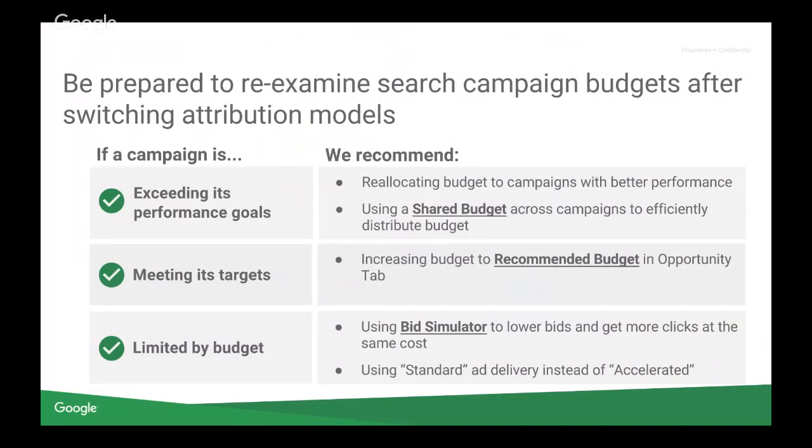Depending on the performance goal you have kept in mind, you can reallocate some of the budget of this campaign to others so that you can have better performing campaigns. The other thing you could also do is have a shared budget across all of these campaigns so that you can efficiently distribute the budget, and the campaign that needs the most gets that budget.